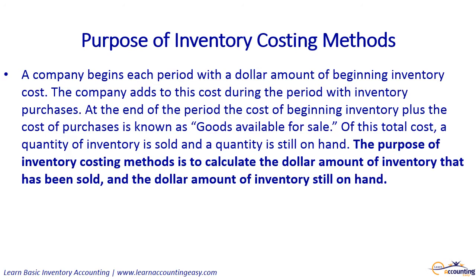A company begins each period with a dollar amount of beginning inventory cost. The company adds to this cost during the period with inventory purchases. At the end of the period, the cost of beginning inventory plus the cost of purchases is known as goods available for sale. Of this total cost, a quantity of inventory is sold and a quantity is still on hand. The purpose of inventory costing methods is to calculate the dollar amount of inventory that has been sold and also the dollar amount of inventory still on hand.